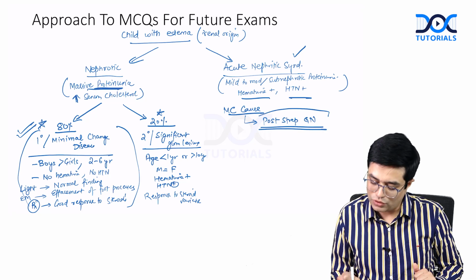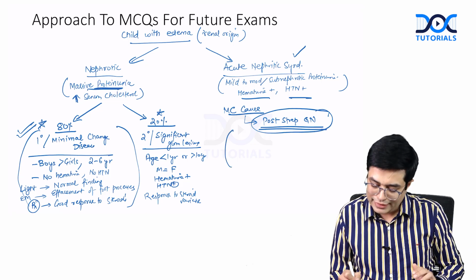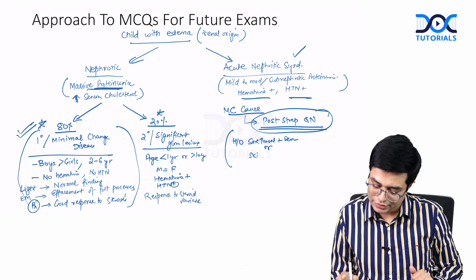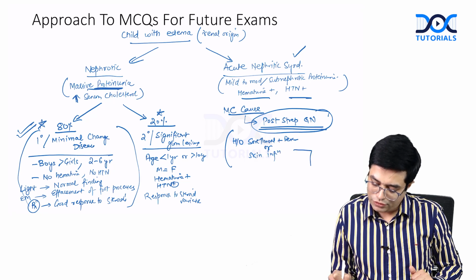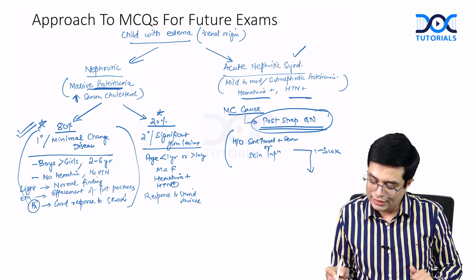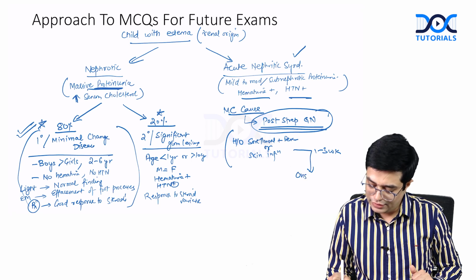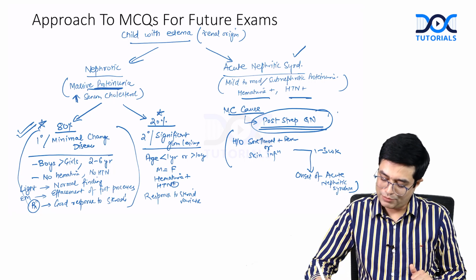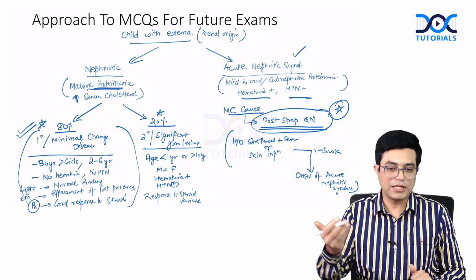How will post-streptococcal nephritis be asked in the question? Examiner will say there is a history of sore throat along with fever, or there will be a streptococcal skin infection, followed by 1 to 3 weeks later, onset of acute nephritic syndrome. It is a self-limited illness, but supportive therapy needs to be given and management needs to be done in these patients. So, post-streptococcal nephritis has been asked in the past papers.